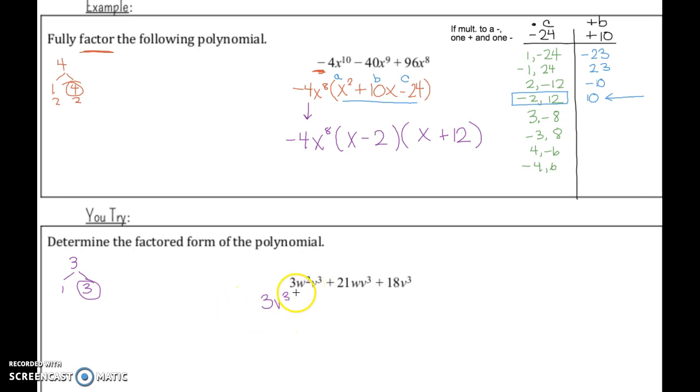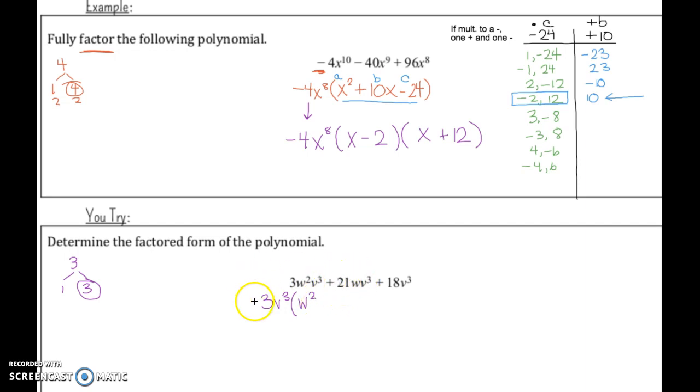So now I'm going to write what's left when I divide that out. So 3 divided by 3 is 1. W squared just comes down because I'm not taking any W's away from it. And then I have 3 V's and I'm taking 3 away, so there's no V's left.